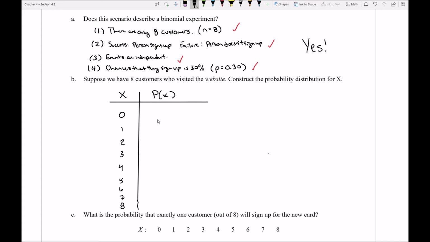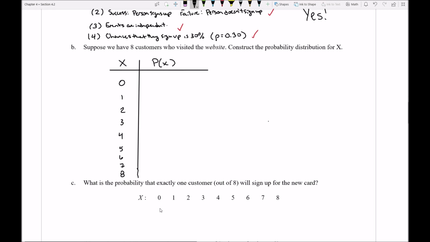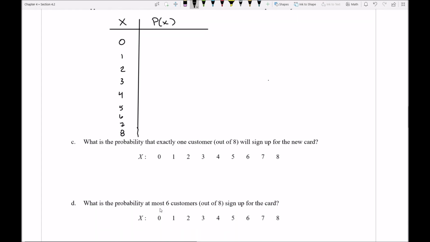But across from those, I don't have their probabilities. But what I know is that using binom PDF, I can get those probabilities whenever I want. Let's see, though, how this would work by answering questions C through E. What is the probability that exactly one customer out of the 8 will sign up for a new card?